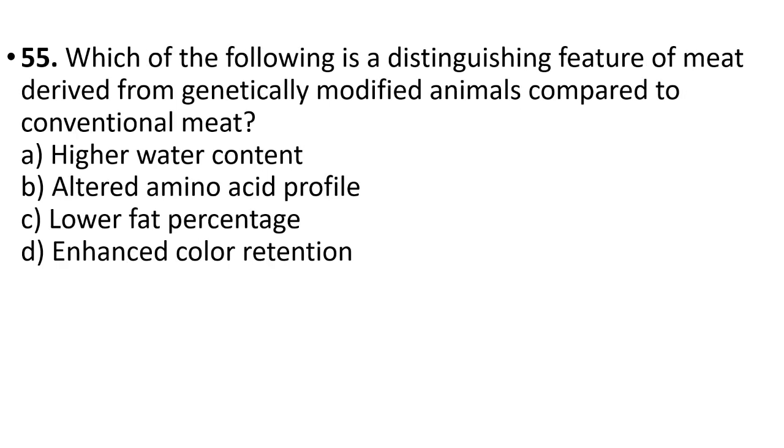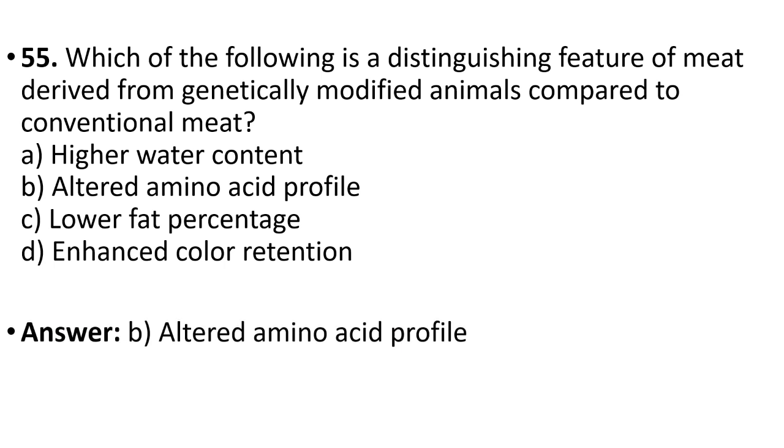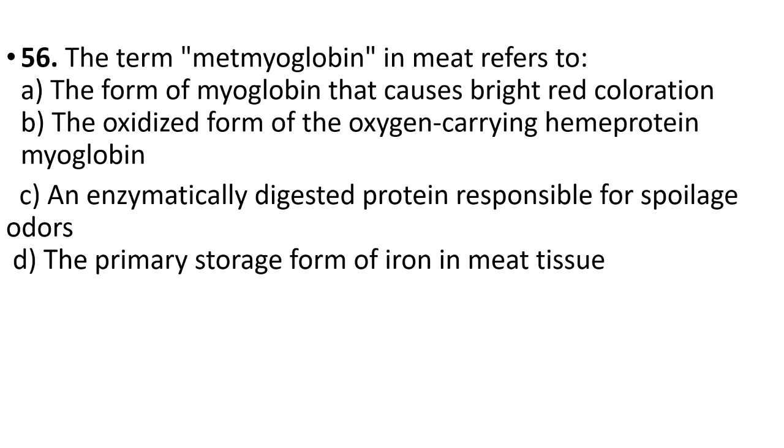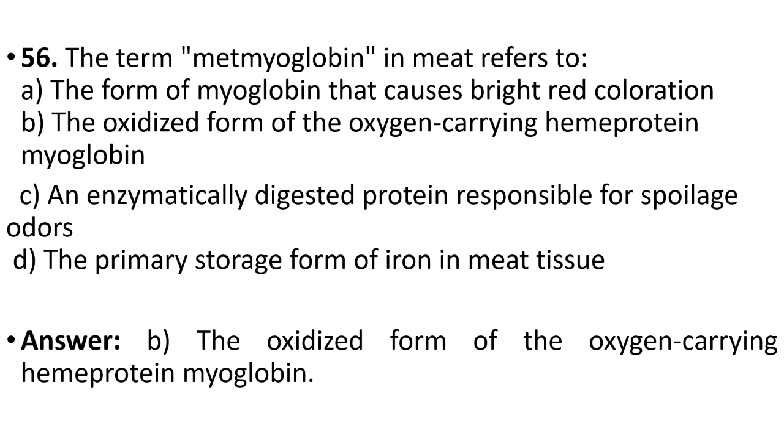55. Which of the following is a distinguishing feature of meat derived from genetically modified animals compared to conventional meat? Higher water content, altered amino acid profile, lower fat percentage, enhanced color retention. Your answer is option B, altered amino acid profile. 56. The term metmyoglobin in meat refers to: the form of myoglobin that causes bright red coloration; the oxidized form of the oxygen-carrying heme protein myoglobin; an enzymatically digested protein responsible for spoilage odors; the primary storage form of iron in meat tissue. The answer is option B, the oxidized form of the oxygen-carrying heme protein myoglobin.